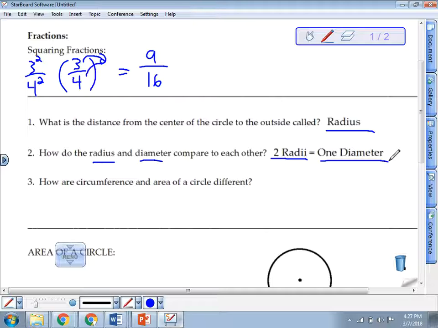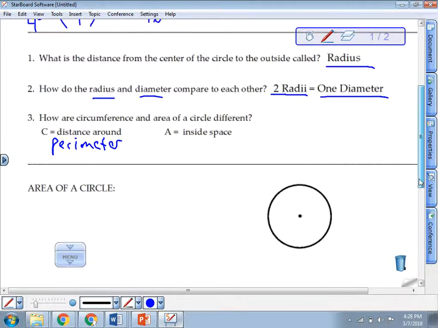All right, and now how are circumference and area of a circle different? Well, remember, we say that circumference is the distance around, or it's like the perimeter of a circle. And what is area then? Well, area is the inside space, right? Again, that space inside the circle. So keep that in mind when we're doing this.